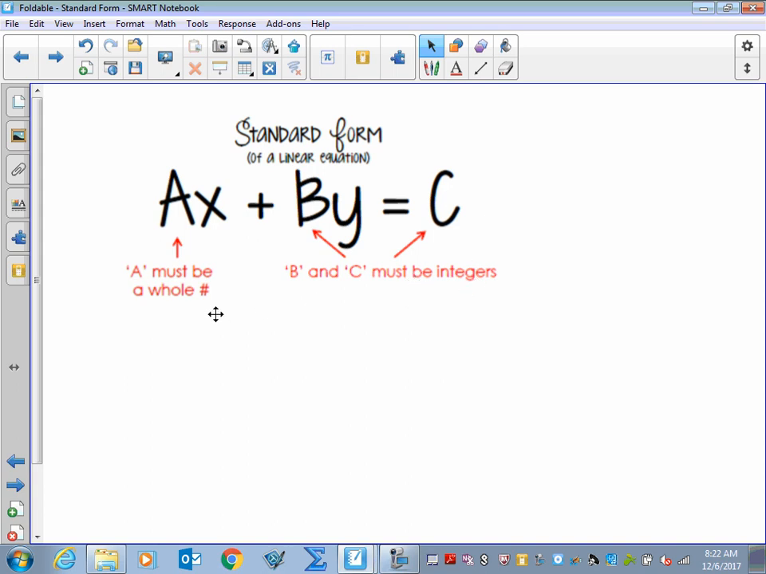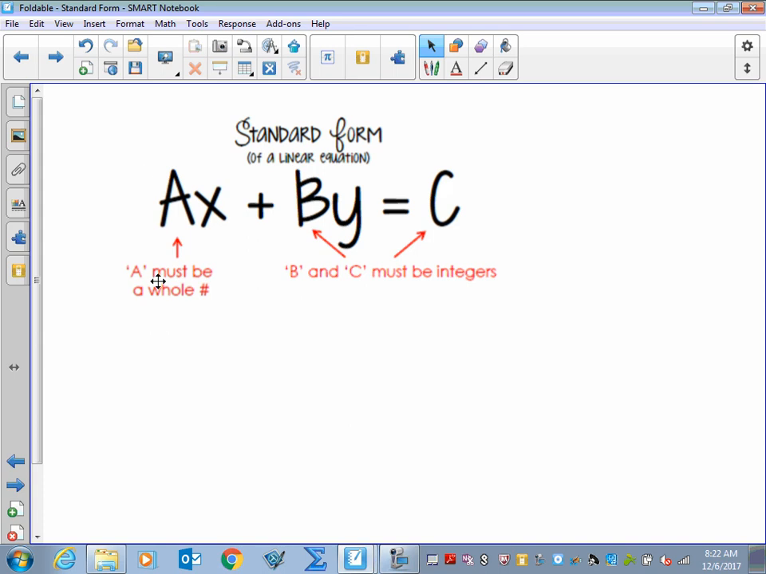Now, this is the tricky part. A, B, and C all must be integers. However, the first term is a little special. The one that's considered the x term has to be a whole number. What's the difference? That means it cannot be negative. So the A term cannot be negative.